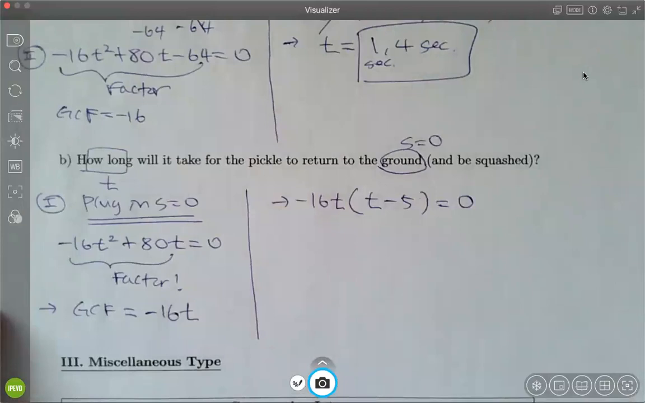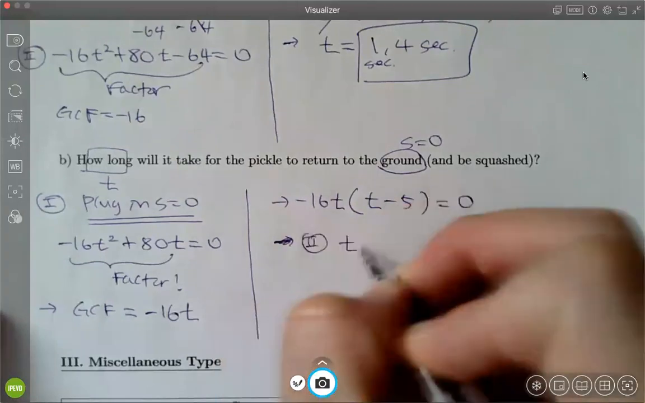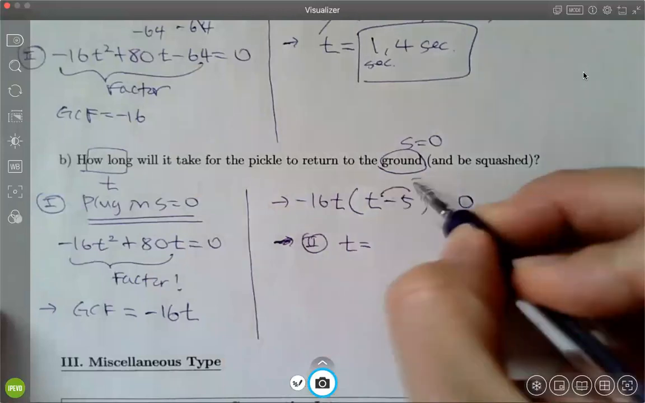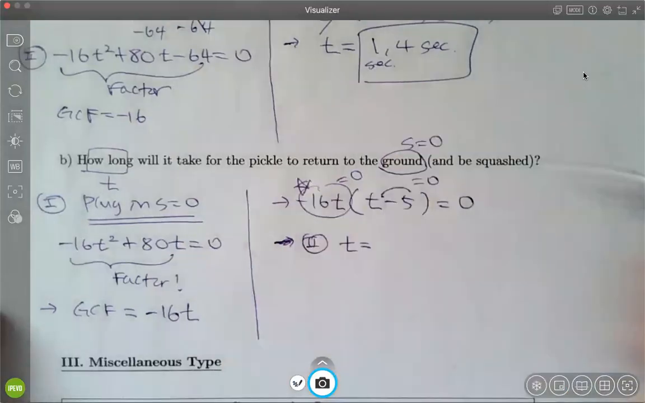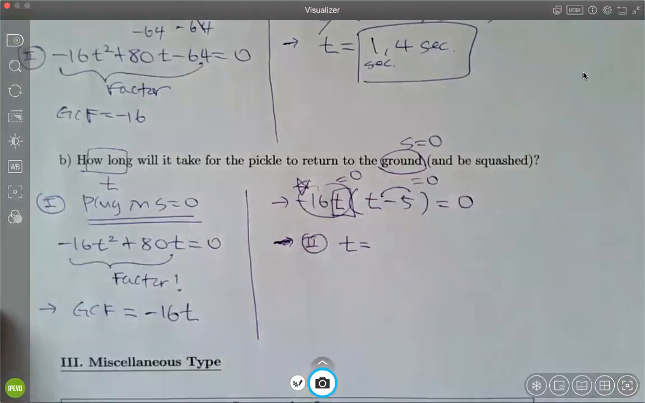Now, can you see the values of t? I guess it's fairly obvious to set t minus 5 equals 0, right? Do we set this thing equal to 0? Yes, we do, finally. Why? Because of that. Earlier I said never set a pure number equal to 0, but that's not a pure number, right? It's just a variable expression. So we do set negative 16t equals 0.